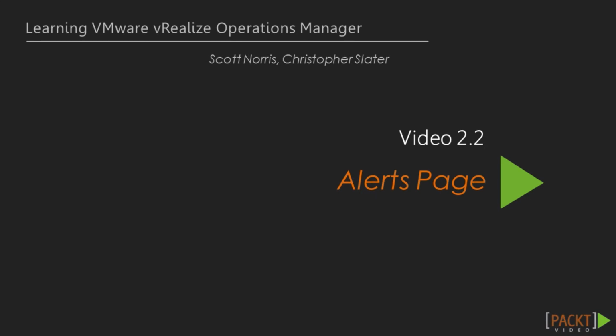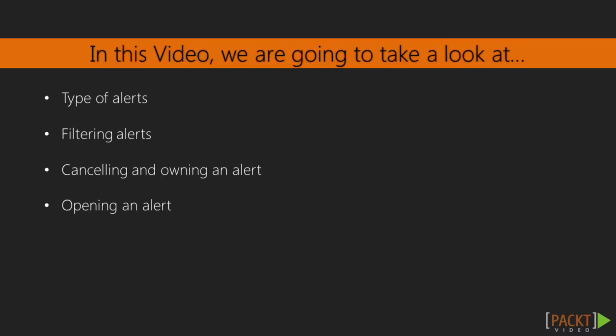In the previous video we looked at the home page, how to navigate around. Now we're moving on to the alert page. Within this page we're going to learn the ins and outs, how to navigate around, the types of alerts, how to filter alerts, how to own and cancel alerts, as well as opening an alert and taking a bit more of a deep dive into it.